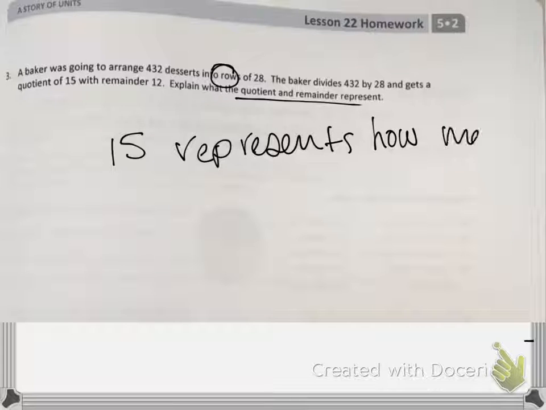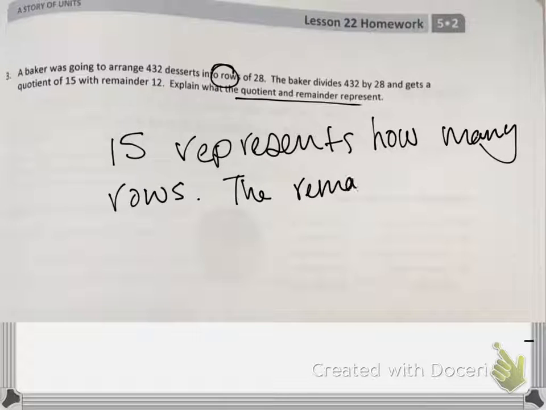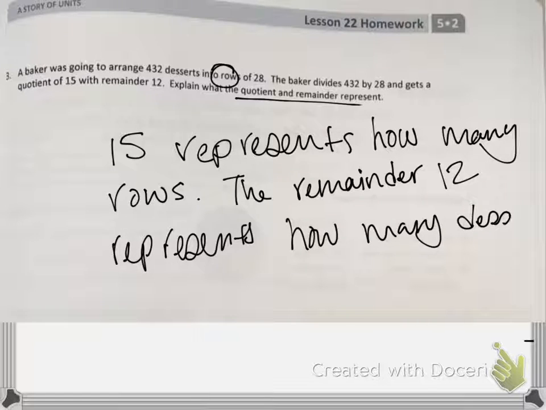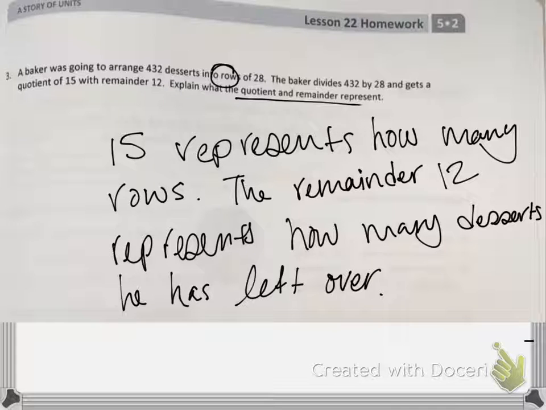15 represents how many rows. The remainder, 12, represents how many desserts he has left over. So that was really easy. They really don't have to do math there. Now some of the students might try to do the math, but let's see if they can do this without doing the math.